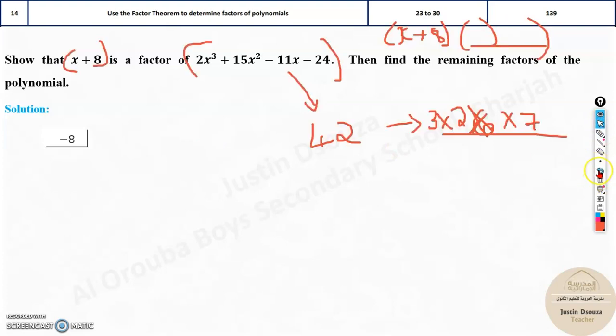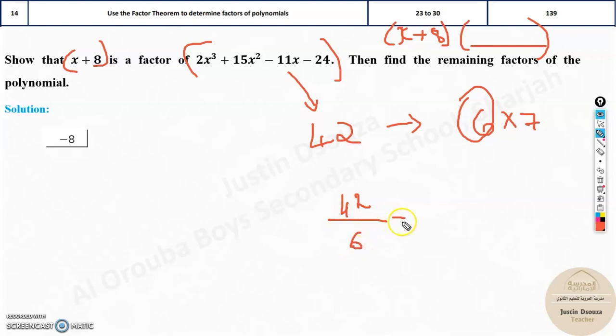Okay, I forgot to tell you one more concept. So now over here, how do I find if I know 6 already? I can just divide 42 by 6 and you will get 7.